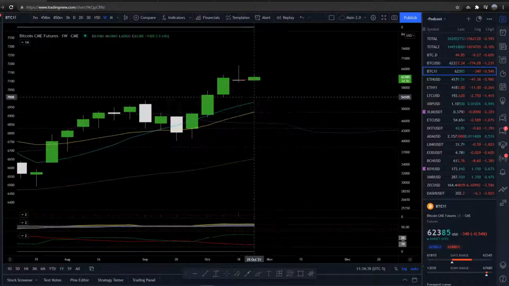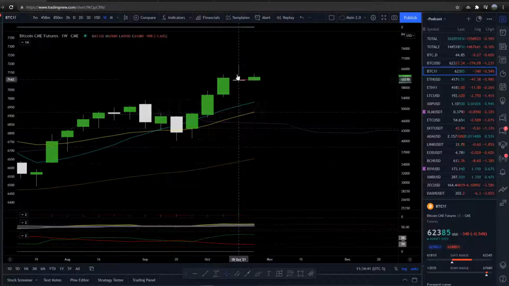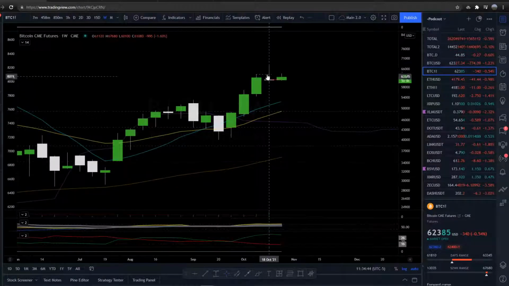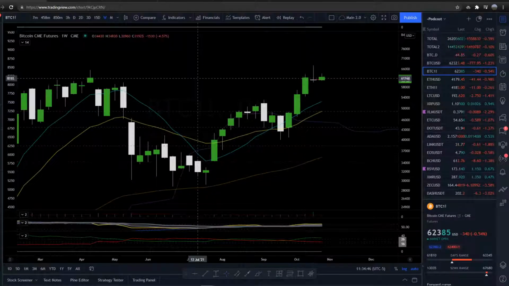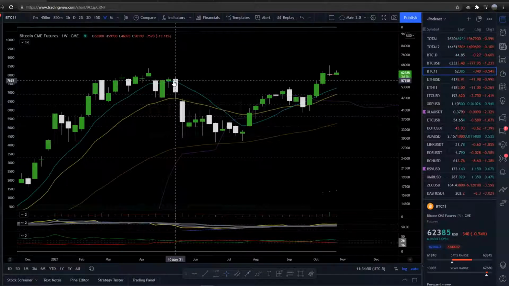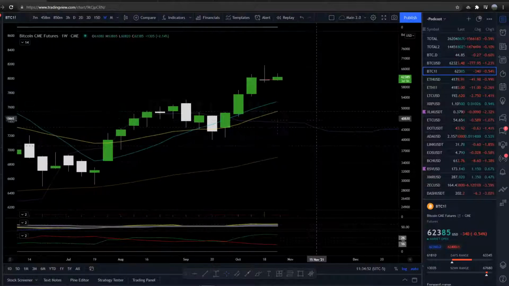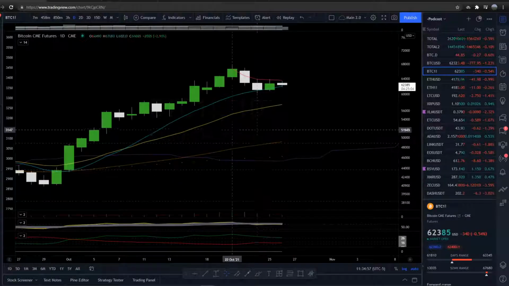Last week's candle, super tight, a nasty little shooting star doji, and it did not close above here. Well, that's close enough. What a crappy weekly candle to close. Not really giving us any direction.